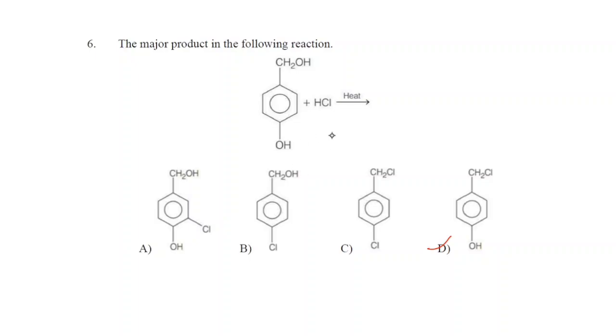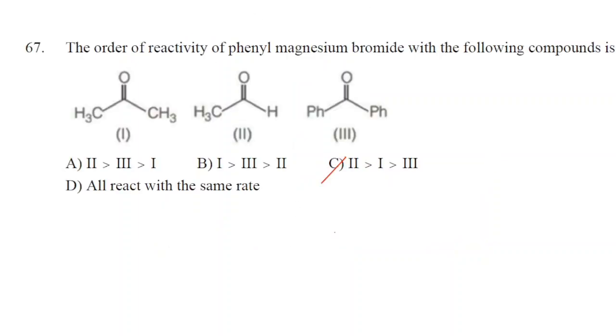The major product in the following reaction, HCl plus heat. So this is an aliphatic alcohol and this is an aromatic alcoholic group. Whenever we heat with HCl, only the aliphatic alcohols are replaced because the C-O bond here, if we consider, is so stable because of the phenoxide ion. So we cannot break this OH group, and hence CH2OH is substituted as CH2Cl and D is the product. Next one. The order of reactivity of phenyl magnesium bromide with the following compounds.